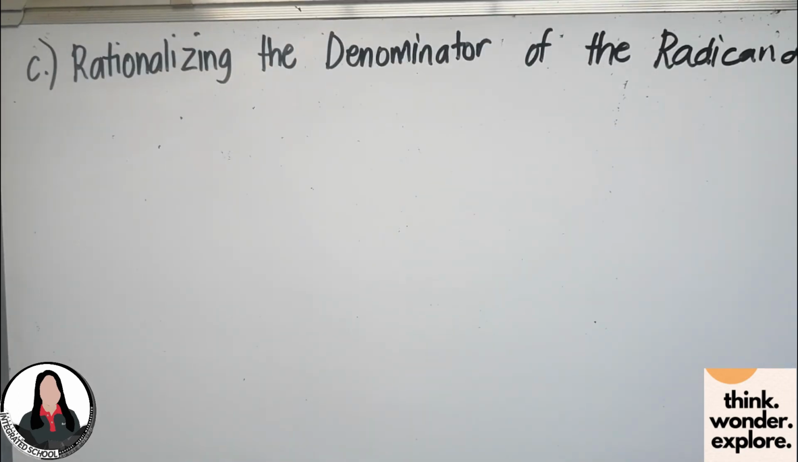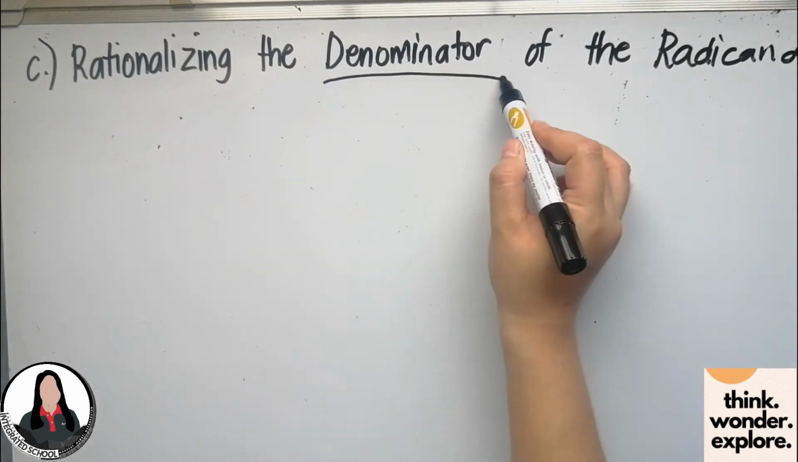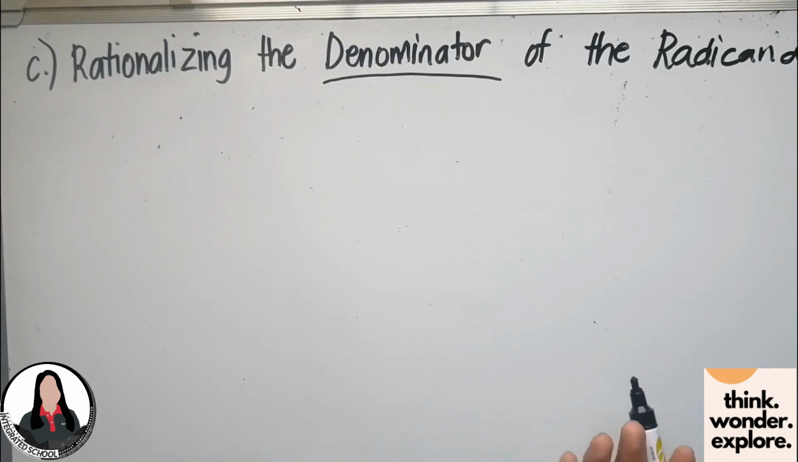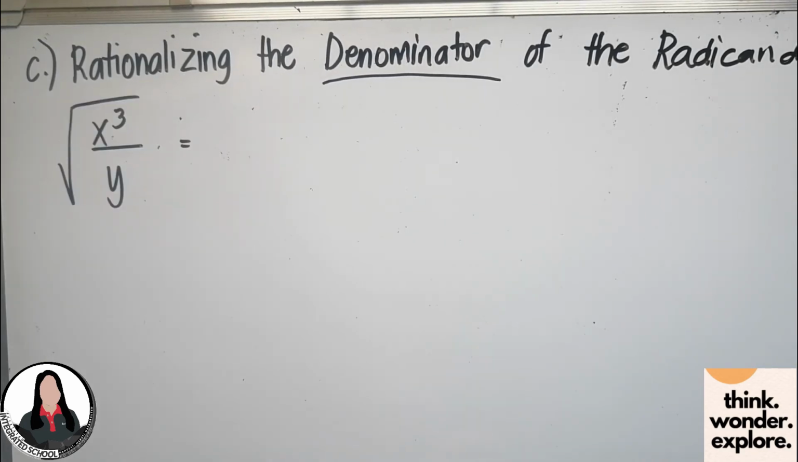So, for the third one, we have rationalizing the denominator of the radicand. So, inotice ninyo na denominator ang ginamit natin. And denominator ay present kapag gumagamit tayo ng fraction. Ibig sabihin, applicable ang rationalizing the denominator kapag ang radical expression ay nag-involve ng fraction. Let us have an example. We have the square root of x cubed over y.